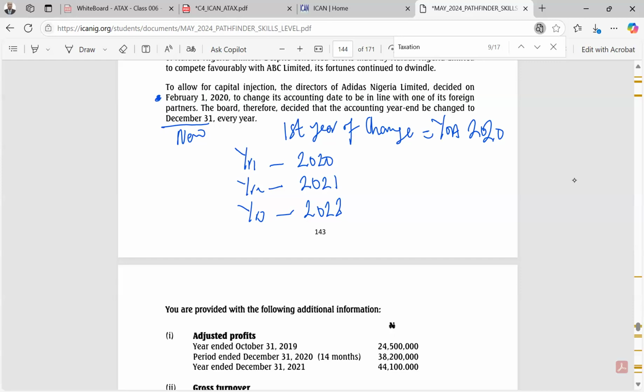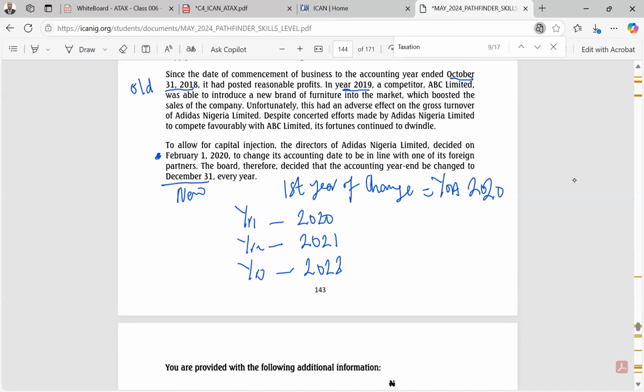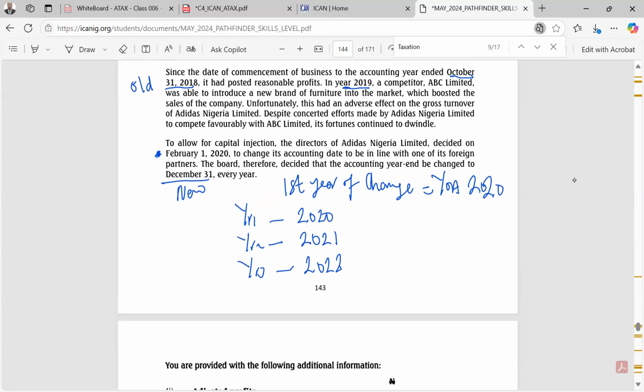Unlike the one we solved before, they gave us accounts, and you can see how the change occurred. Here, they are giving us in words. They are giving us a word problem. Now look at here. They said, since the date of commencement to account year ending in 31st October 2018, it had posted reasonable profit. Remember, I put here old. This is where the old date ended.